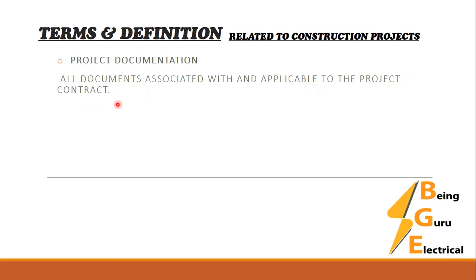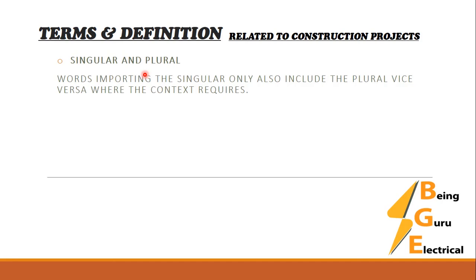Now project documentation. All documents associated with and applicable to the project contract are called project documentation. It includes all the specification, drawings, contract documents, all the documents that form the part of the project contract. Then we have singular and plural. Words importing the singular only also include the plural, and vice versa, where the context requires. If the context requires some singular and plural importance, it should be mentioned there.